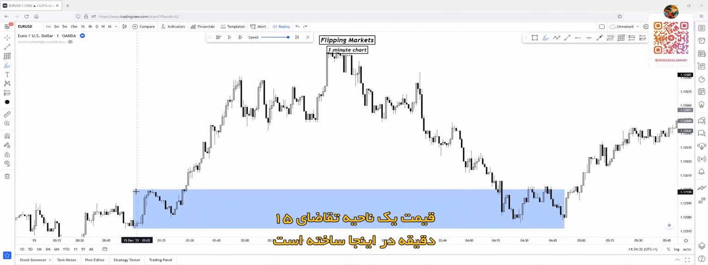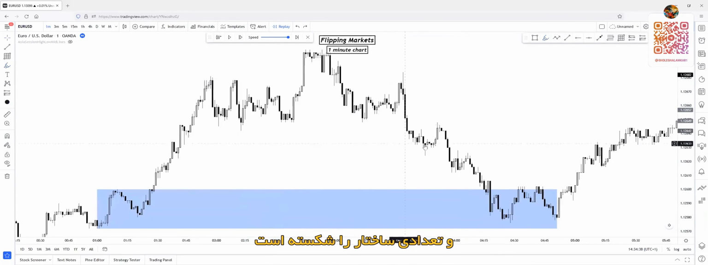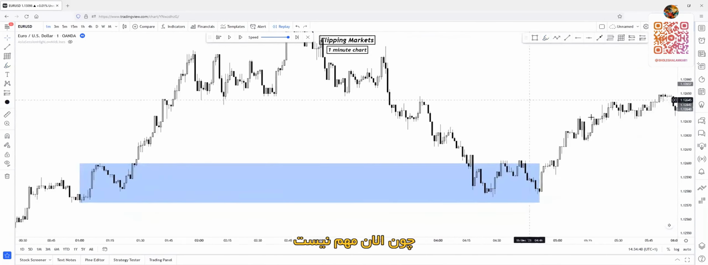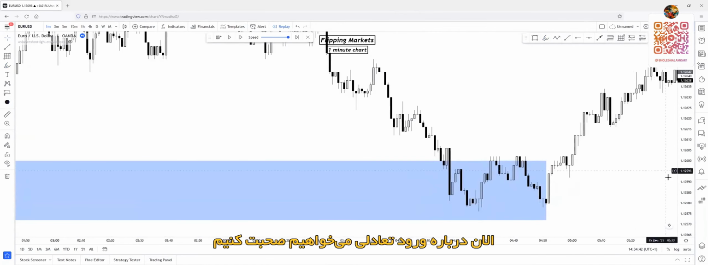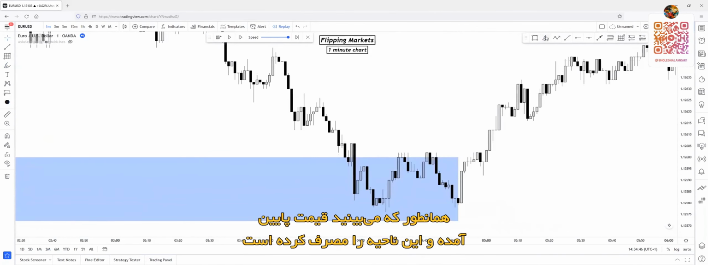As you can see, price created this 15-minute demand zone right here that created a huge inefficient push to the upside on the 15-minute chart and broke some structure. I won't show you that zone on the 15-minute chart because that's not really important right now. We will talk about the equilibrium entry. As you can see, price came back down to this demand zone and mitigated it.